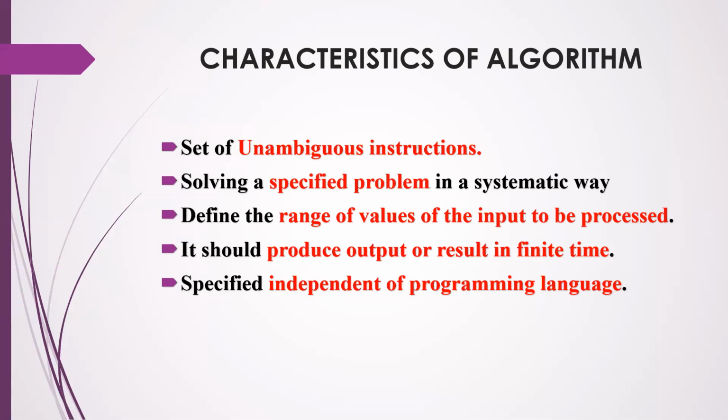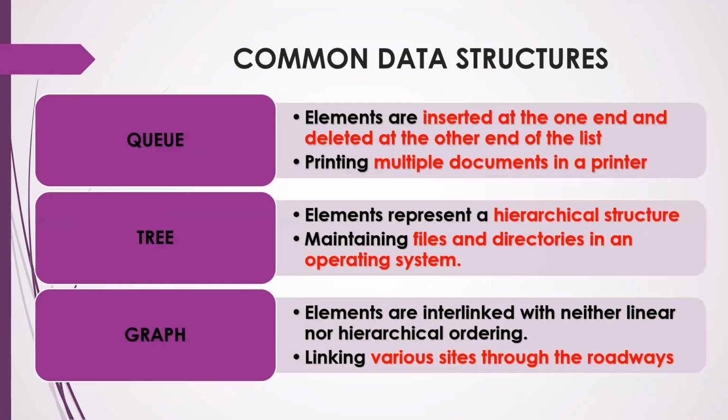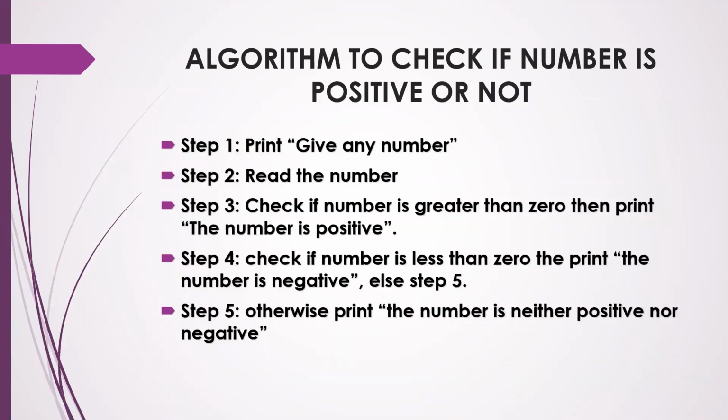First one, it should have unambiguous instructions. There should not be mixing of instructions in a single step, and it should solve a specified problem in a systematic way. The input should be given in the algorithm, and the output should be produced in a finite time. The algorithm should be in natural language, and it should not have the syntax of any programming language. And we saw the common data structures: array, linked list, stack, queue, tree, graph.